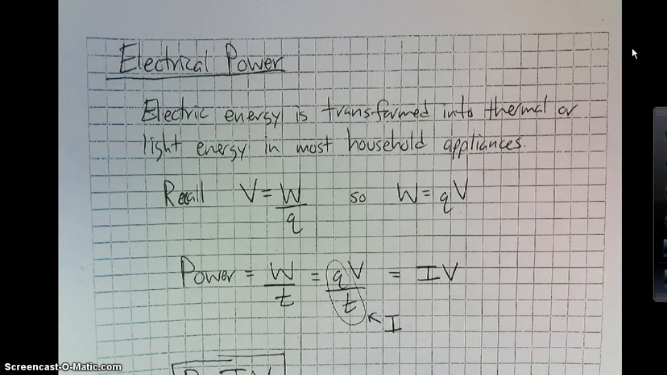All right, so we've been talking about electricity and current and things of that nature, and why. What exactly is it good for? Well, what do we use electricity for? We use it to actually power the things that we use on a daily basis. So, a very general statement here might say that electrical energy is transformed into either thermal or light energy in most household appliances.